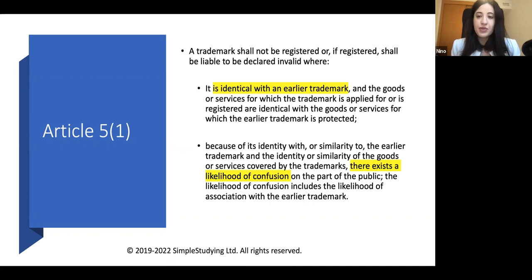Because of its identity with or similarity to the earlier trademark and the identity or similarity of the goods or services covered by the trademark, there exists a likelihood of confusion. This is the second point of discussion in a problem question. You need to discuss whether or not, given the circumstances, the public would confuse the trademarks with each other. If similar trademarks are registered and they are in similar industries, what is the likelihood of the public confusing them with each other? If the likelihood is high, maybe section 5 will apply and a trademark will not be registered.